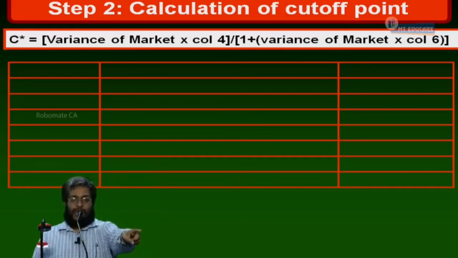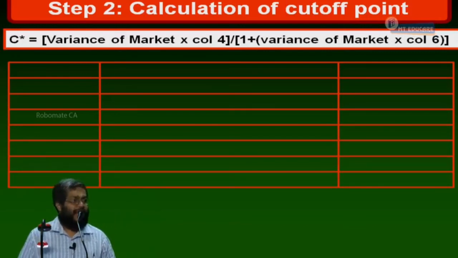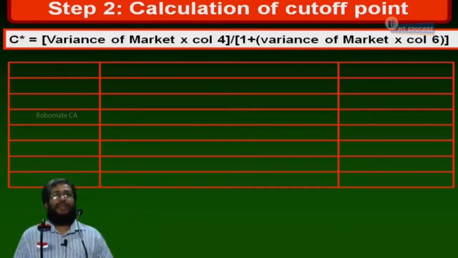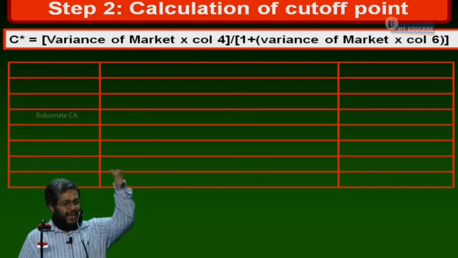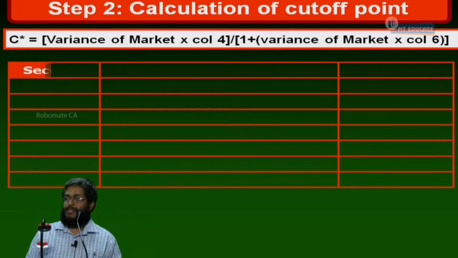In the notebook you only have column 4 and column 6. I have them in the previous slide. I require your help for computation. Can I proceed or not? Now, please. Variance of market, the question is given. What is variance of market? 10. It is given as what? 10. Okay. Can I proceed?